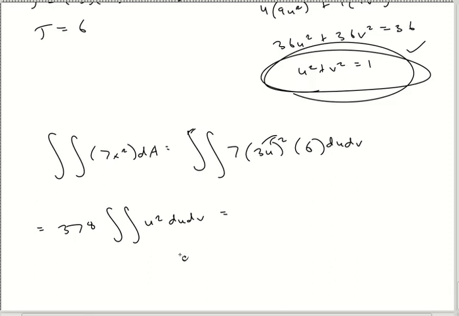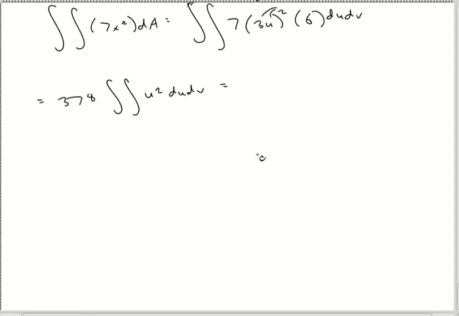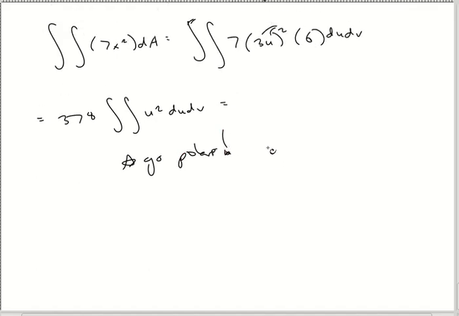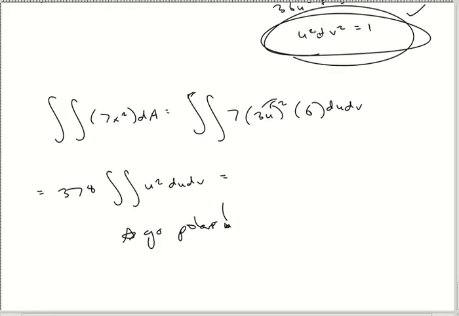But remember, our region is the unit circle, right? So what I'm trying to get at is, I don't think that this would be easy by putting a lot of square roots all over the place. That's not cool. Instead, let's try polar. So I'm going to go polar. And so instead, I will see this as like a radius of 1 and all that stuff. 378, double integral. And then so my u is kind of like an x in a way.